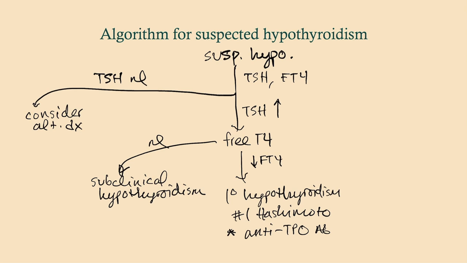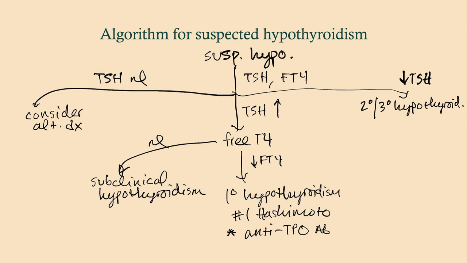Now, if you are getting a TSH that is low, then what you're probably dealing with is a secondary or a tertiary hypothyroidism because you're not stimulating the thyroid. At that point, again, you want to look at the free T4. And if the free T4 is low, then you are dealing for sure with a secondary or a tertiary.